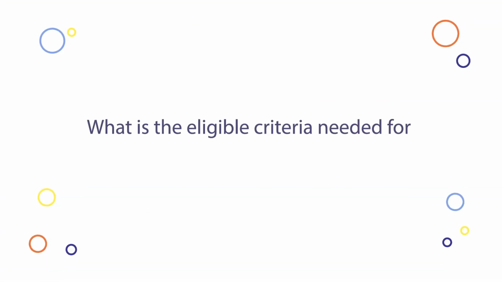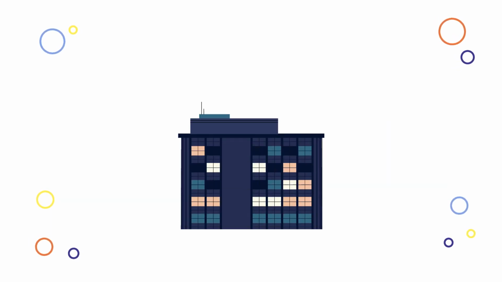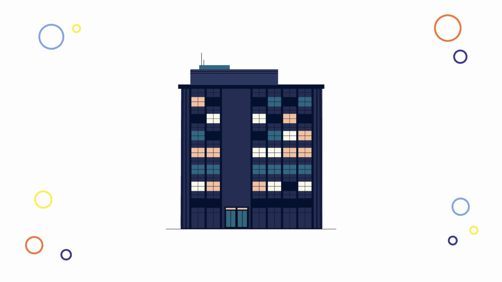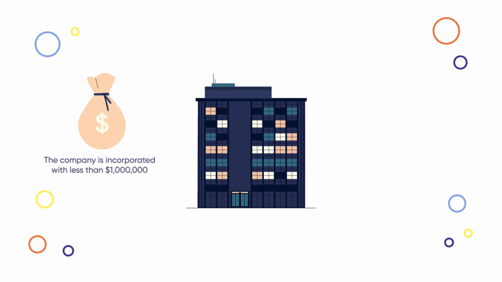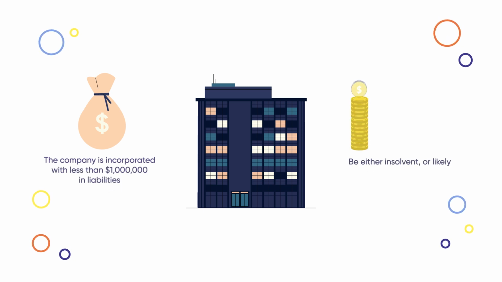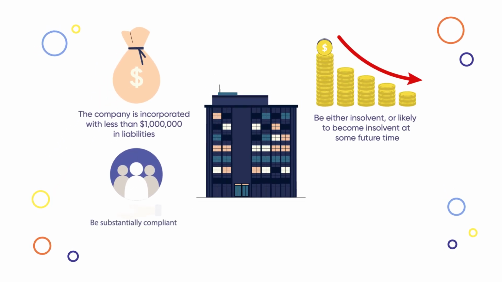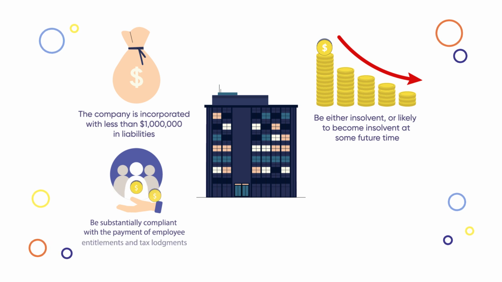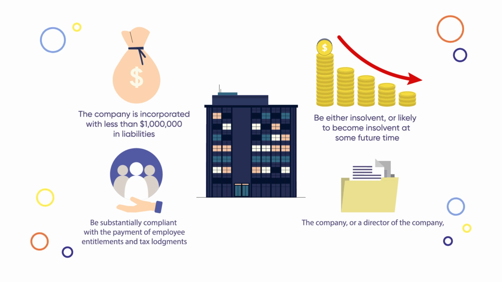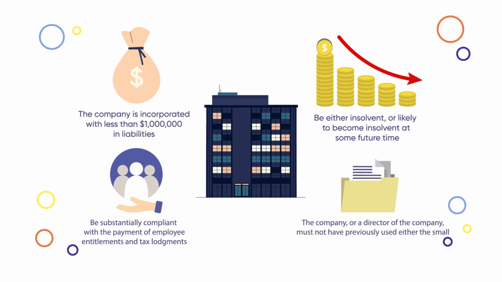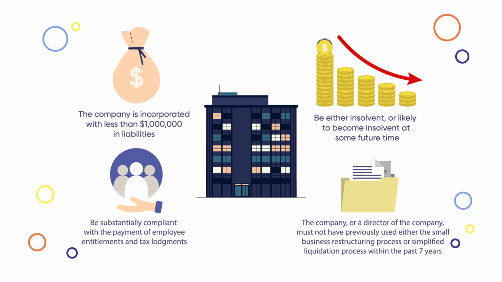So, what is the eligible criteria needed for the small business restructuring process? Well, for a company to be eligible for the small business restructuring process, they must meet the following. The company is incorporated with less than $1 million in liabilities. Be either solvent or likely to become insolvent at some future time. Be sustainably compliant with the payment of employee entitlements and tax lodgements. And the company or a director of the company must not have previously used either the small business restructuring process or simplified liquidation process within the past 7 years.